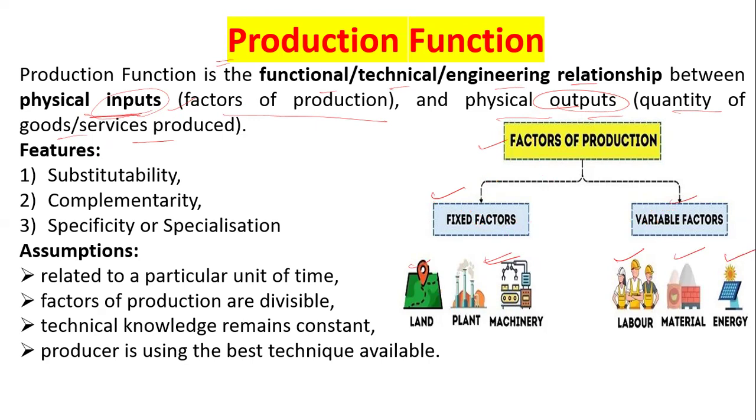Now let's see the features of the production function. Here you can see there are the features of substitutability, complementary, and then the third one, specificity and specialization. The production function has substitutability. You know that if something is not working, a substitute is available for the production. That means production stays constant; it will not stop.